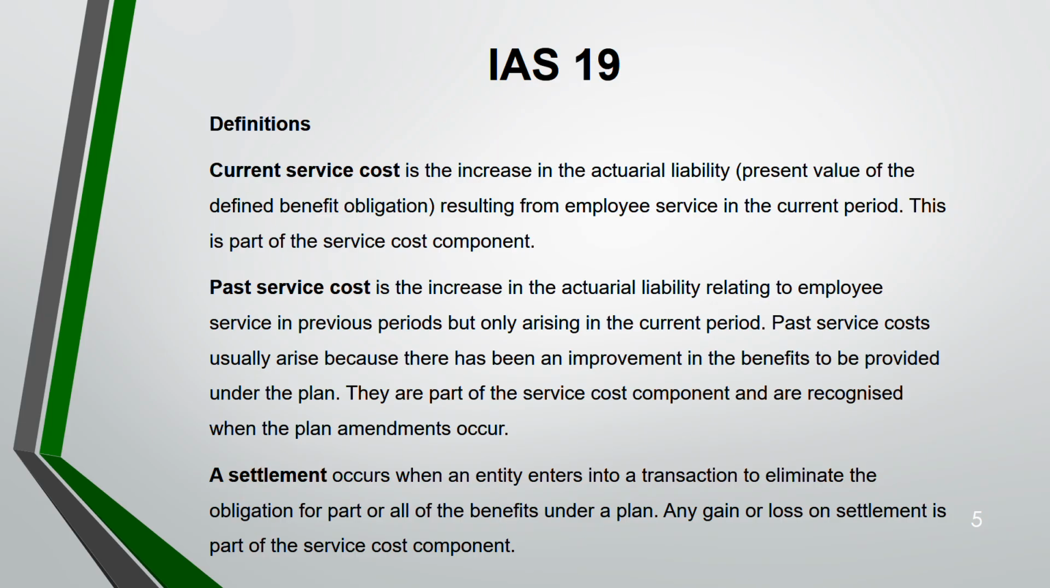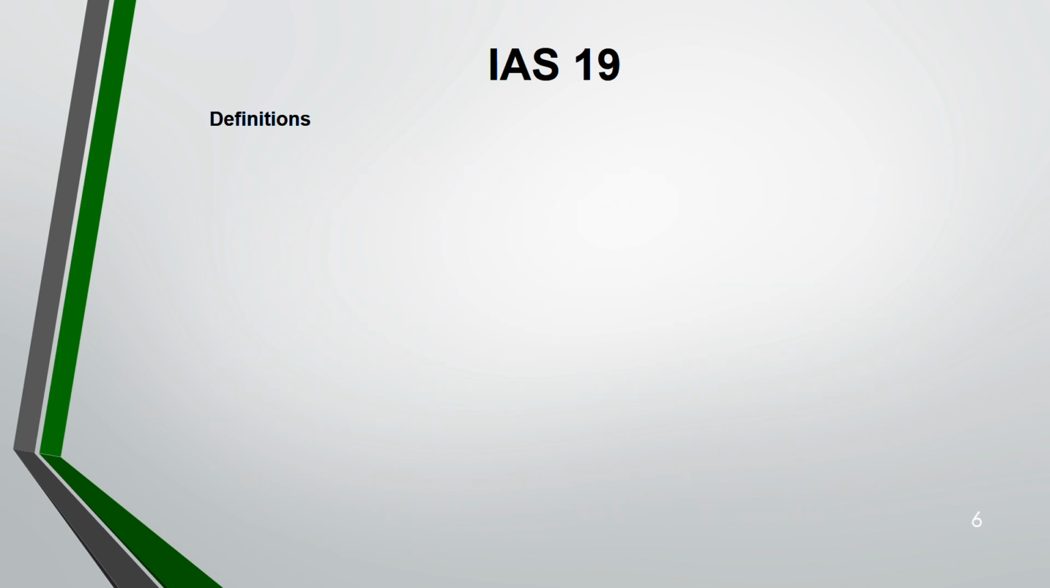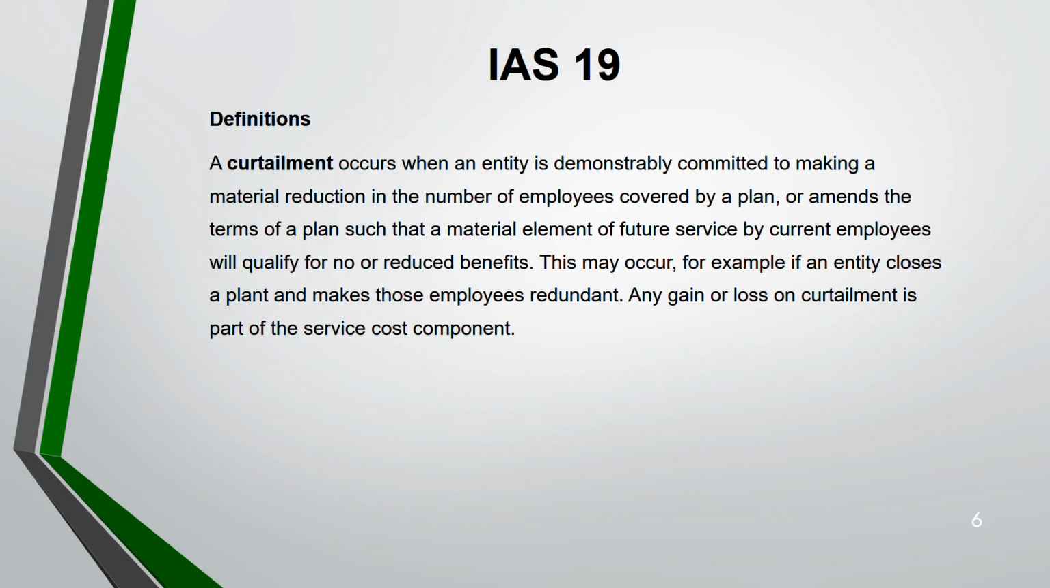Okay. So when you do the settlement, any gain or loss on that settlement is part of the service cost component. Remember this. Now, next, curtailment. I told you curtailment, amendment. What is curtailment? Curtailment, very important. You might be asked questions on curtailment. This occurs when an entity is making a material reduction in the number of employees that will be covered by that plan, the pension plan. That means they are, let's say, laying off their employees, or they are amending the terms of the plan such that the material element of the future service by the current employees will qualify for reduced or no benefit.